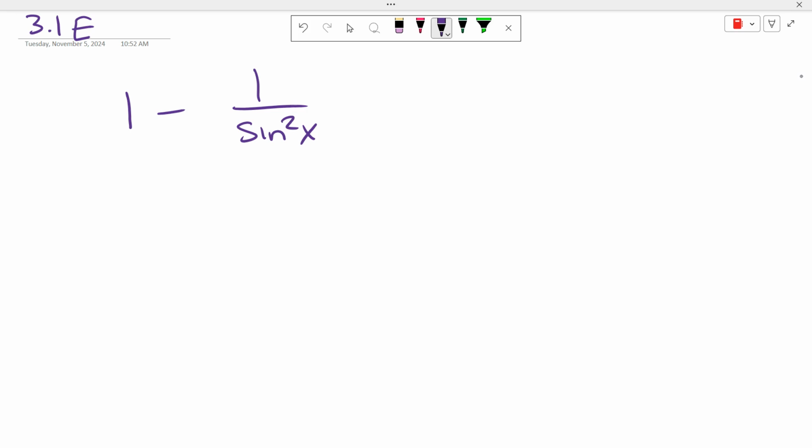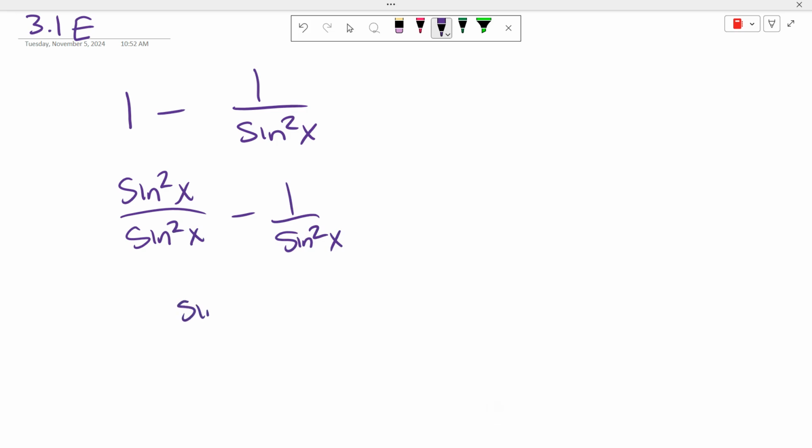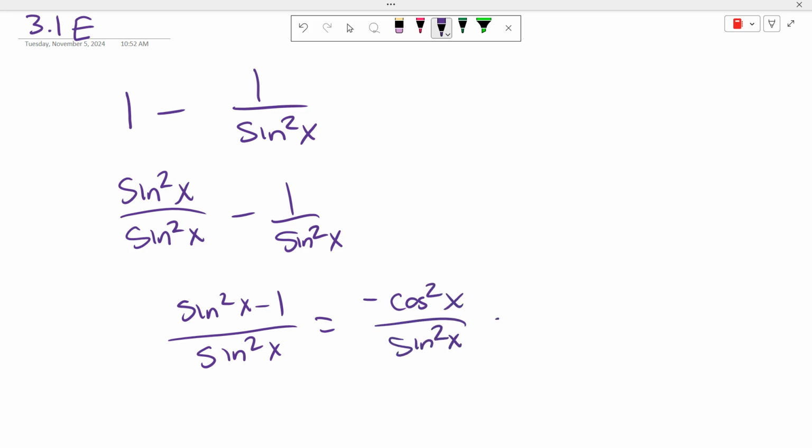So 1 could turn into sine squared of x over sine squared of x. And then you have sine squared of x minus 1 over sine squared of x. What's sine squared of x minus 1 equal to? Not quite. Negative cosine squared of x over sine squared of x, which would be negative cotangent squared of x. That would be its simplified form.